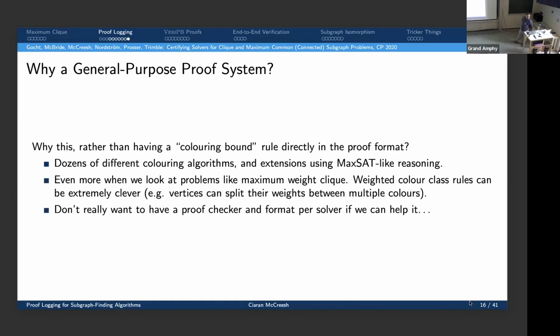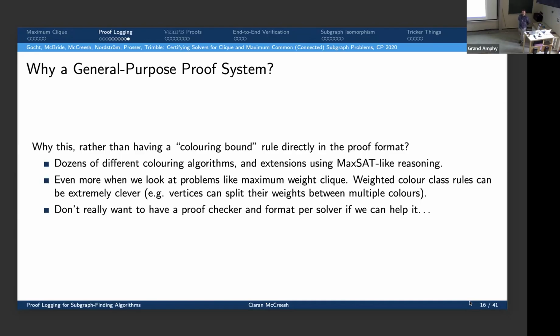So why are we doing this rather than putting the color bound rule directly in the proof format? The thing here is, coming up with a better bound is one of the ways that you write a new maximum clique solving paper. There are various clever tricks with coloring algorithms. You can do max SAT reasoning over color classes, for example.